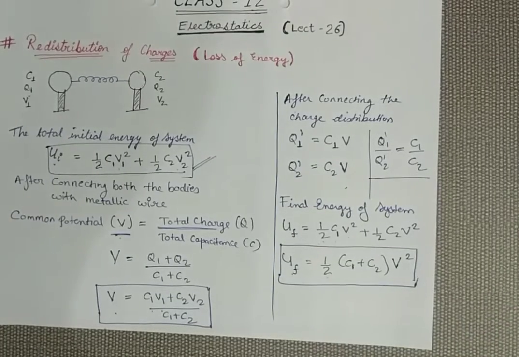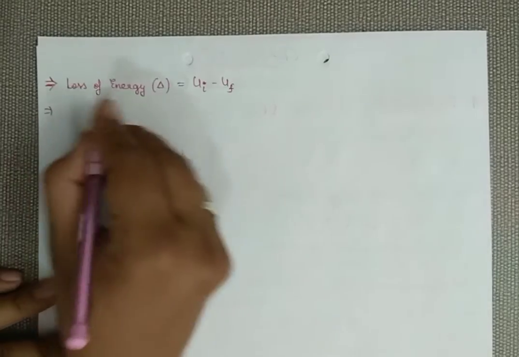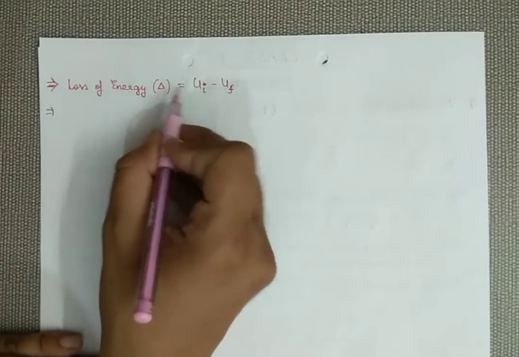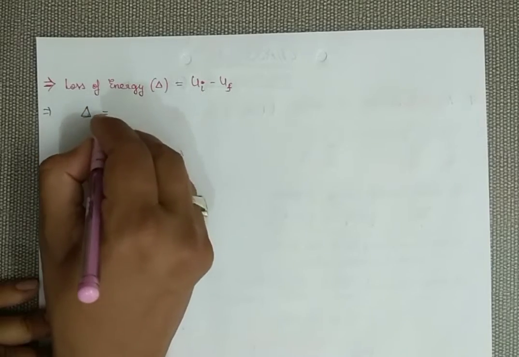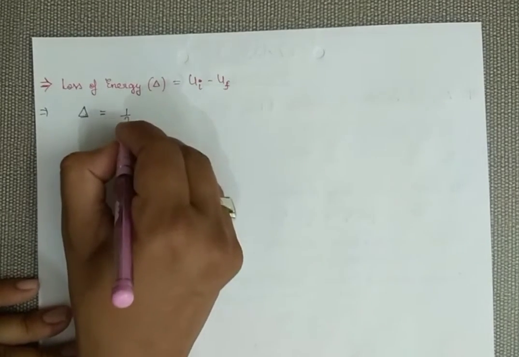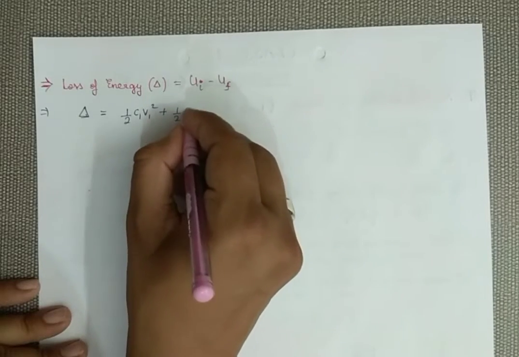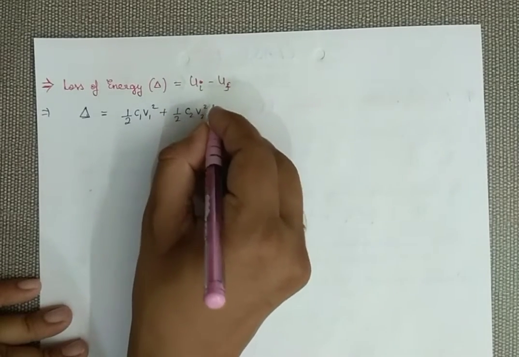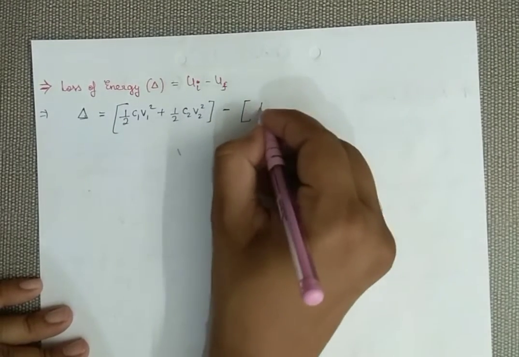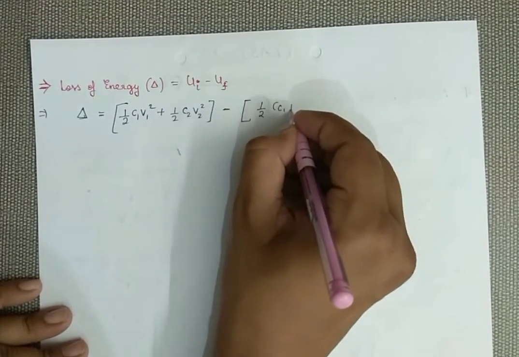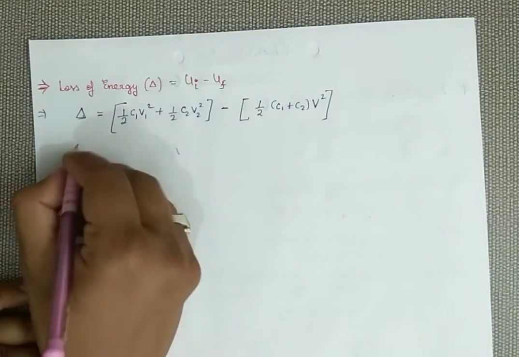So let's see. Loss of energy is represented by delta, that is initial minus final. So we have to just substitute the values. Remember, initial energy was half C1 V1 square plus half C2 V2 square. This was the initial energy, minus final energy, which was half C1 plus C2 times V square.